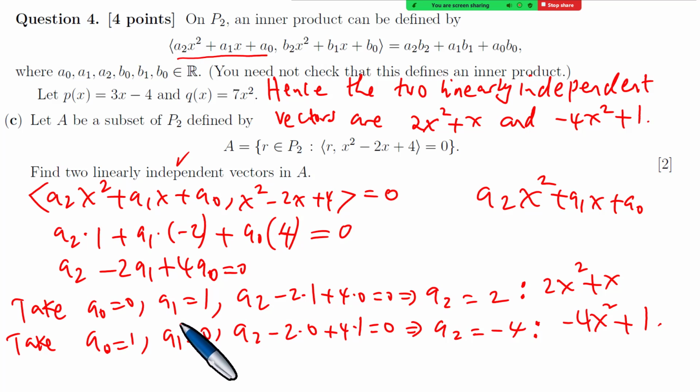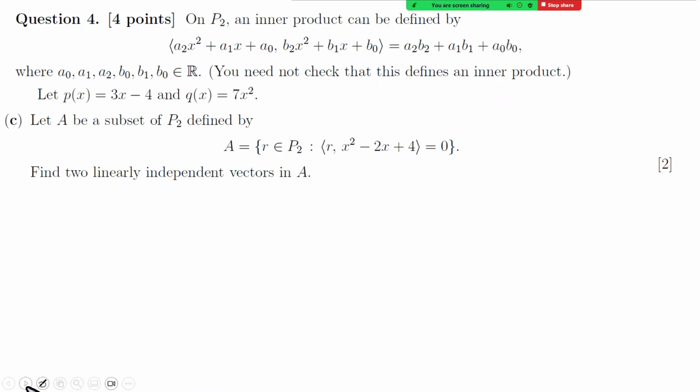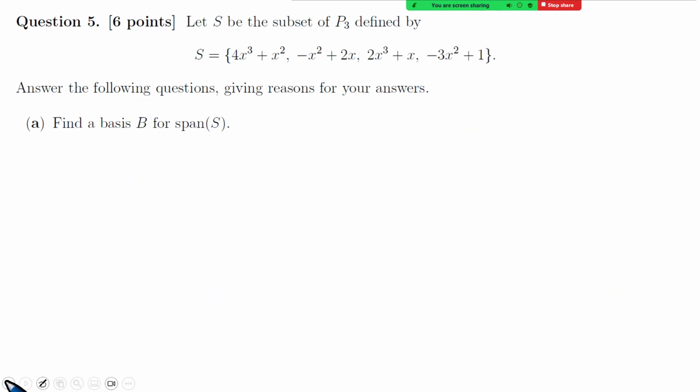Next question. The next question, we want to deal with bases of polynomials. Let us deal with the bases of polynomials, and the next question is question 5. So now we're moving to question 5. I know that it appears as if we're not moving, but we're moving.